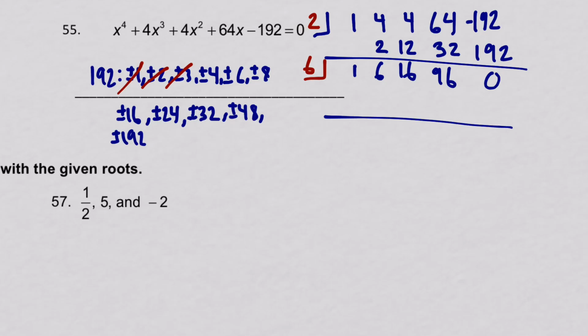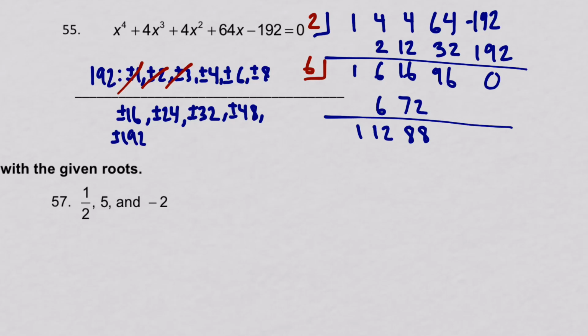So we try 6. Bring down the 1. 6 times 1 is 6. 6 and 6 makes 12. 6 times 12 is 72. 72 and 16 is 88. 6 times 88 is going to give me some huge number that is not going to work, because when I combine it with 96 it's not going to work.